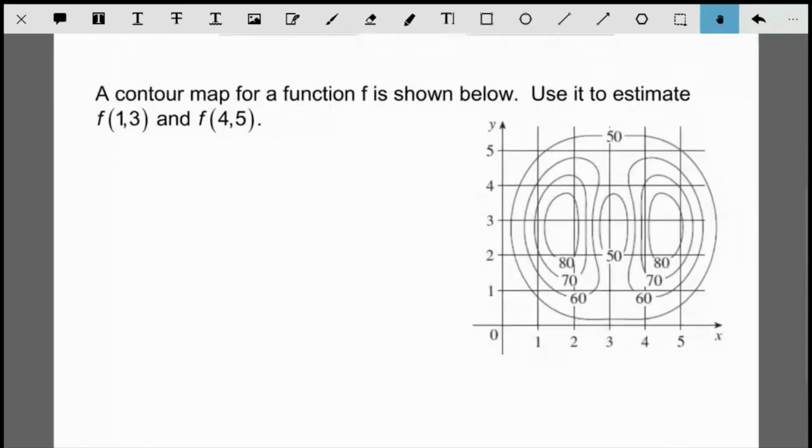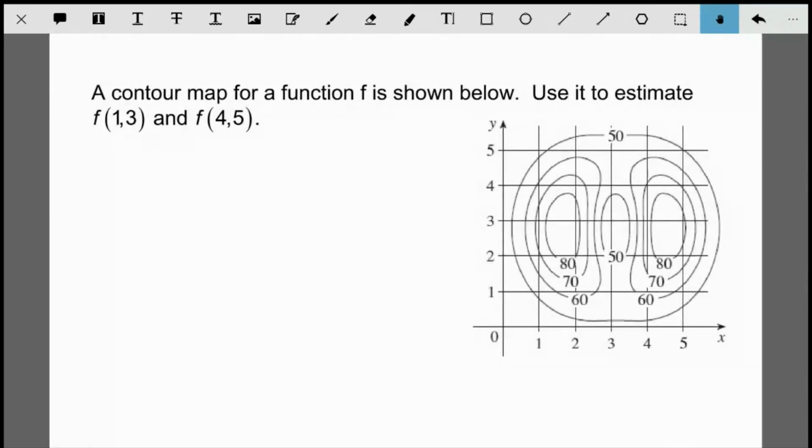Okay, so let's take a look at one that's a little more complicated. We have a contour map for a function shown below, and it says use it to estimate f of 1, 3 and f of 4, 5. Remember, we've got a function of x and y, and what we're looking at here is a contour map, so it's showing us the z values from an overhead view.